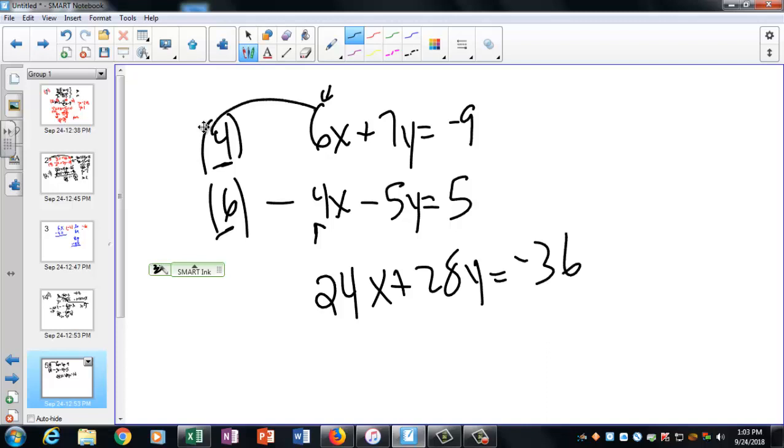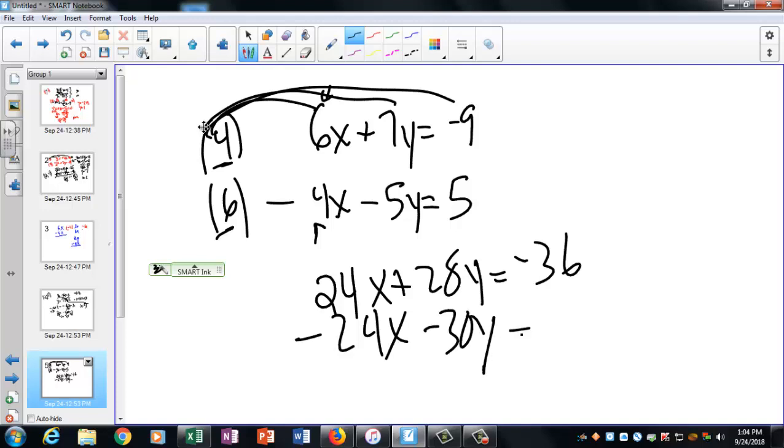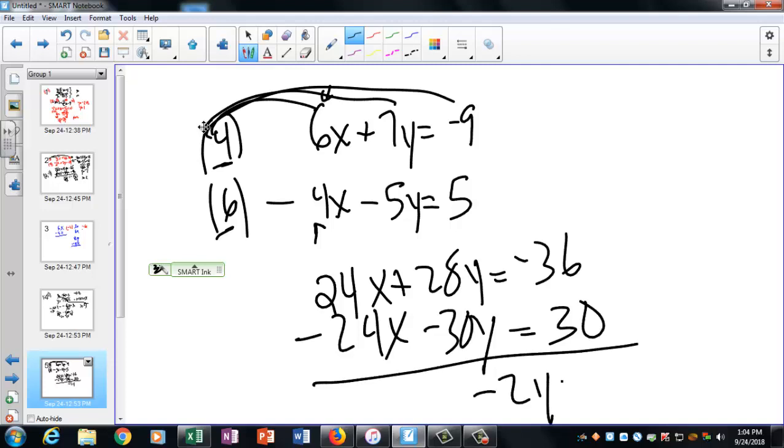24x plus 28y equals negative 36. Negative 24x minus 30y equals 30. We agree? Yes. Negative 2y equals negative 36. How about negative 6? And y is equal to 3.